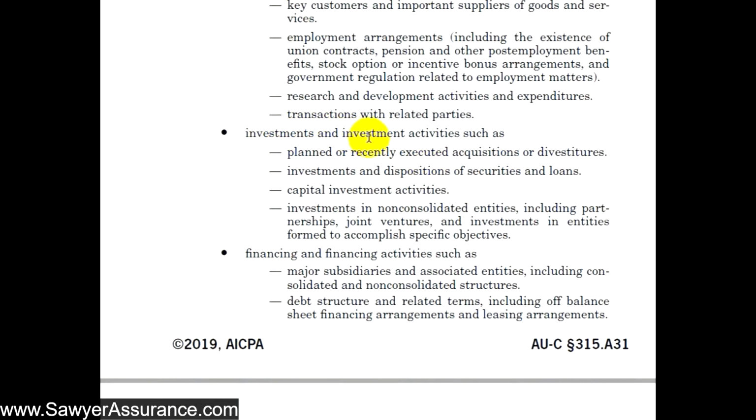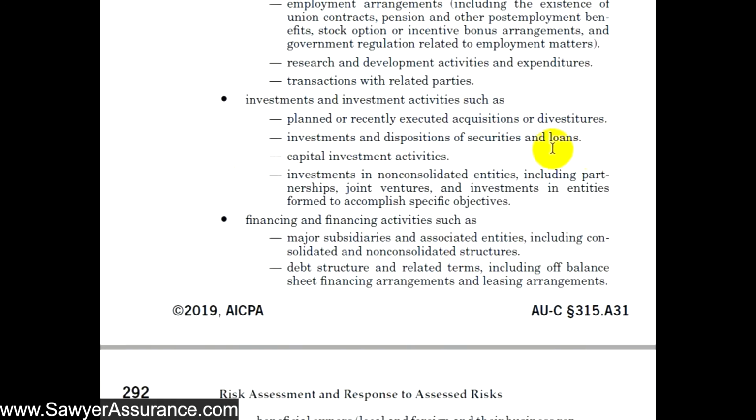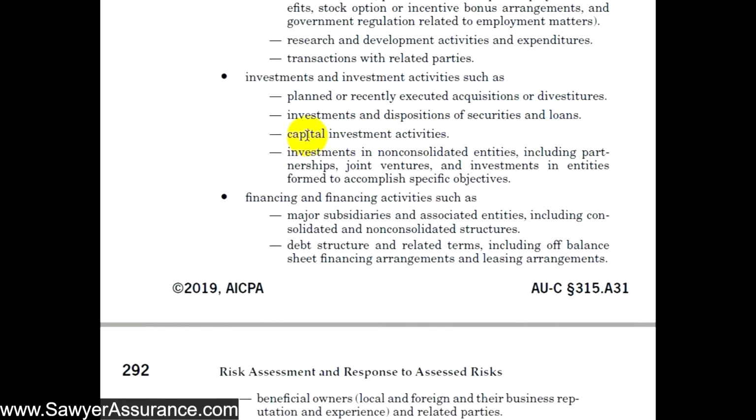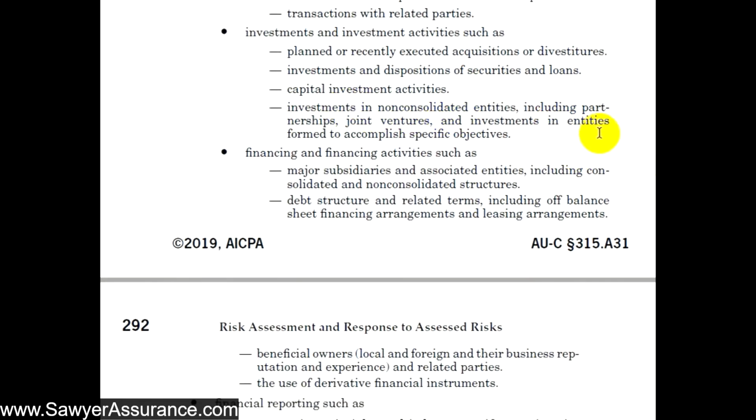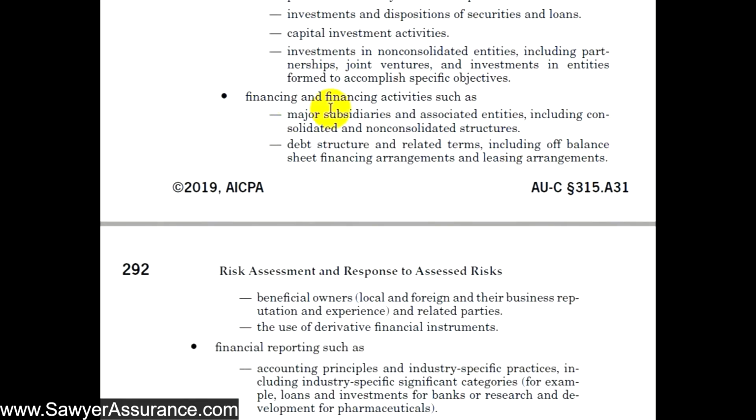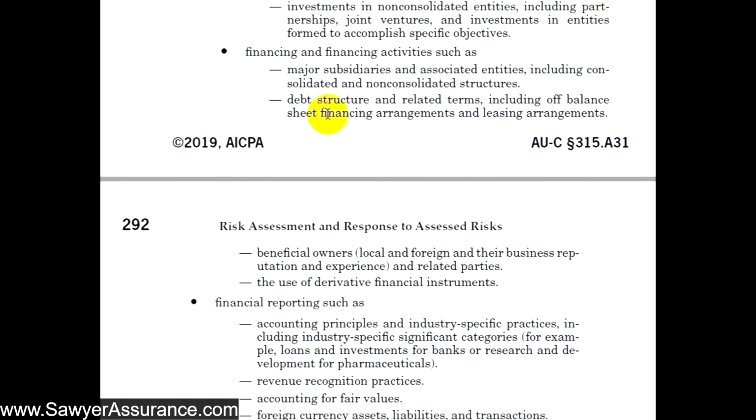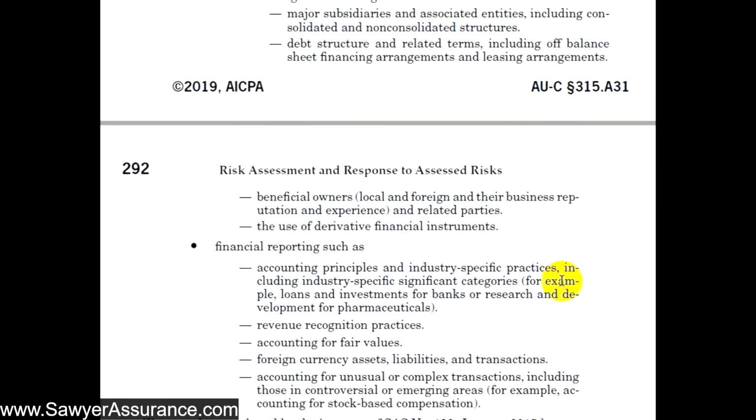Also the investments and investment activities, so planned or recently executed acquisitions and divestitures, investments in other things like securities and loans. For instance, maybe if you're a bank, capital investment activities, so maybe you have purchased new equipment or new warehouse, something like that. And then of course investments in other entities. So next, financing and financing activities. So maybe there are major subsidiaries, also debts or beneficial owners and related parties, or the use of derivative instruments.